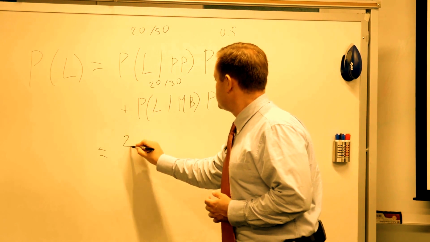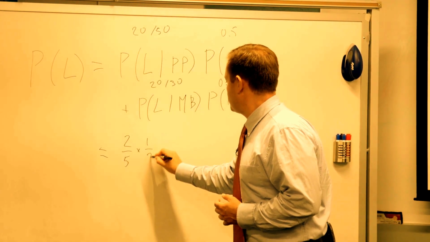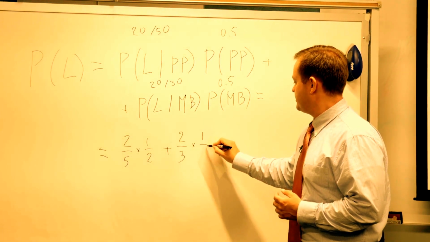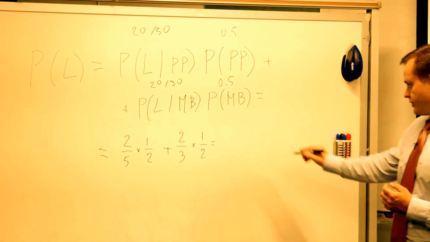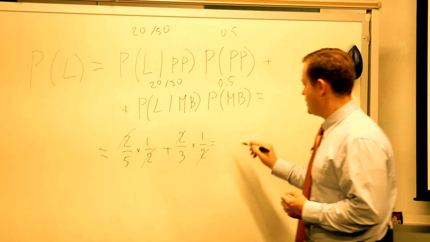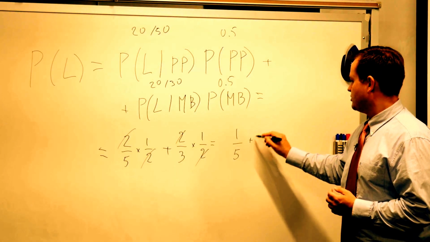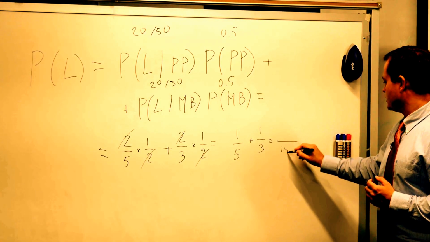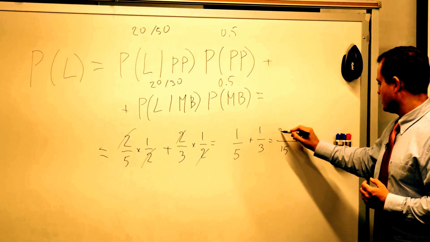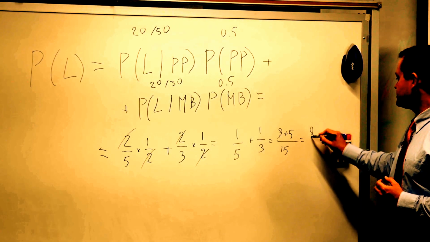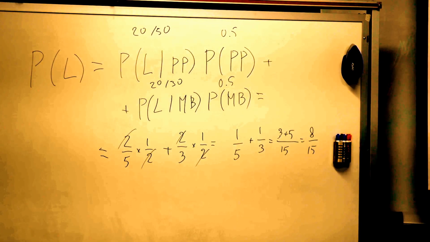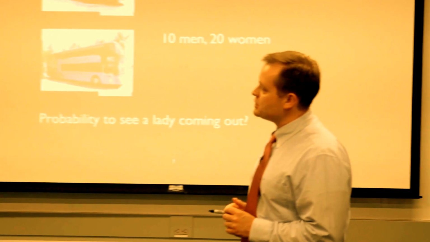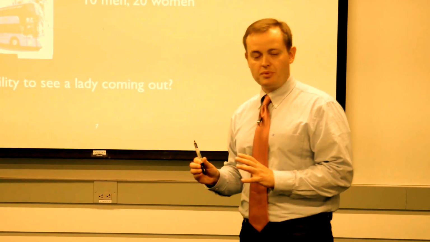So it's going to be 2 divided by 5 multiplied by 1 divided by 2, plus 2 divided by 3 multiplied by 1 divided by 2. Now we get rid of the 2's here, and we get 1 divided by 5 plus 1 divided by 3. Bring it to the common denominator: 3 plus 5, so 8/15. So it's actually slightly higher than 50%, slightly higher than our naive guess. So that's the probability of seeing a lady coming out if we don't know which bus came.